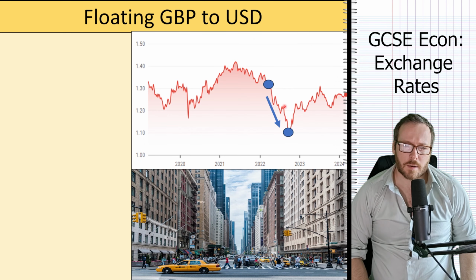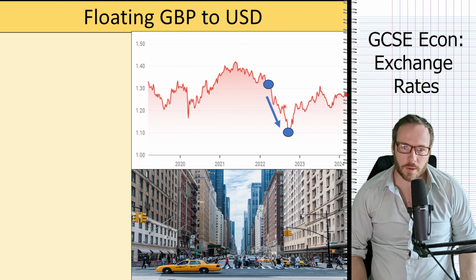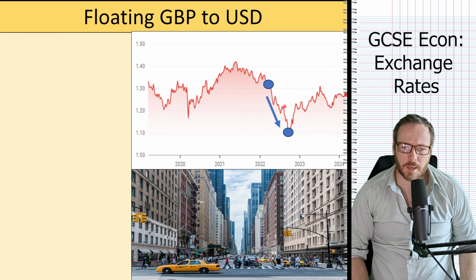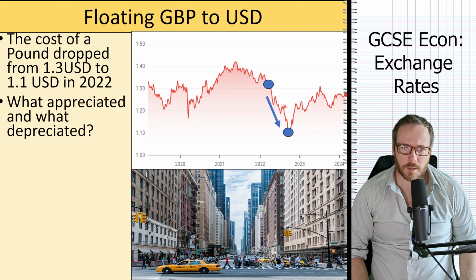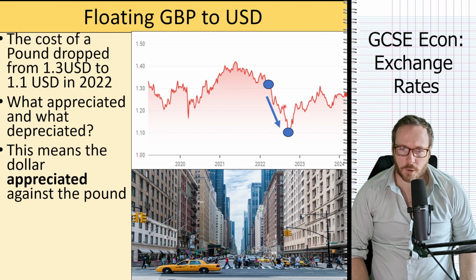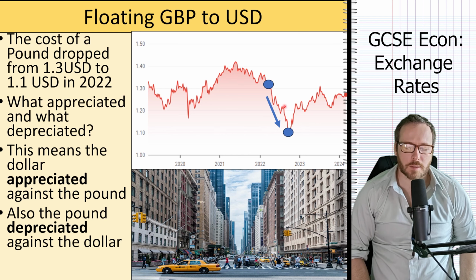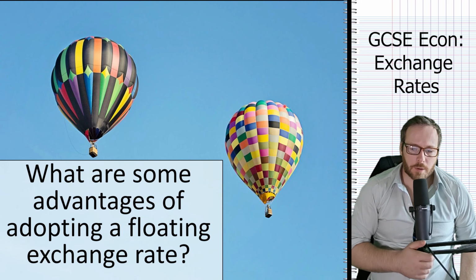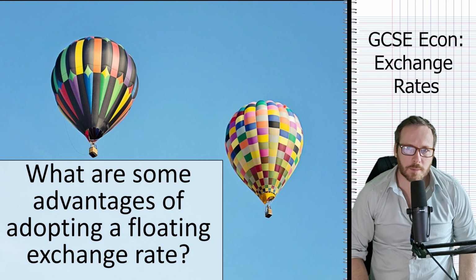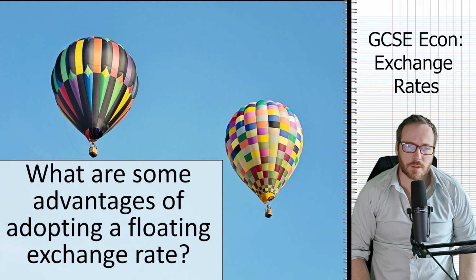Now, have a quick look at this graph. What's going on here in this floating market? So the cost of the pound has gone down, meaning the pound has dropped. Therefore, the dollar has appreciated against the pound. The pound has depreciated against the dollar, because now you can buy more pounds for the dollars that you're using. I hope that makes sense. My question to you is, if you want to pause the video, what are some advantages of this kind of hands-off system where the exchange rate freely floats?